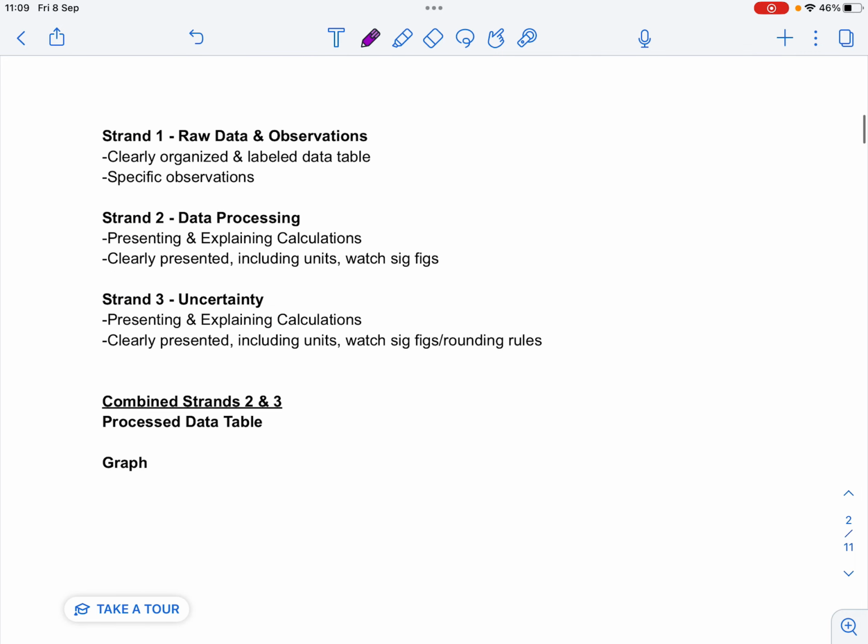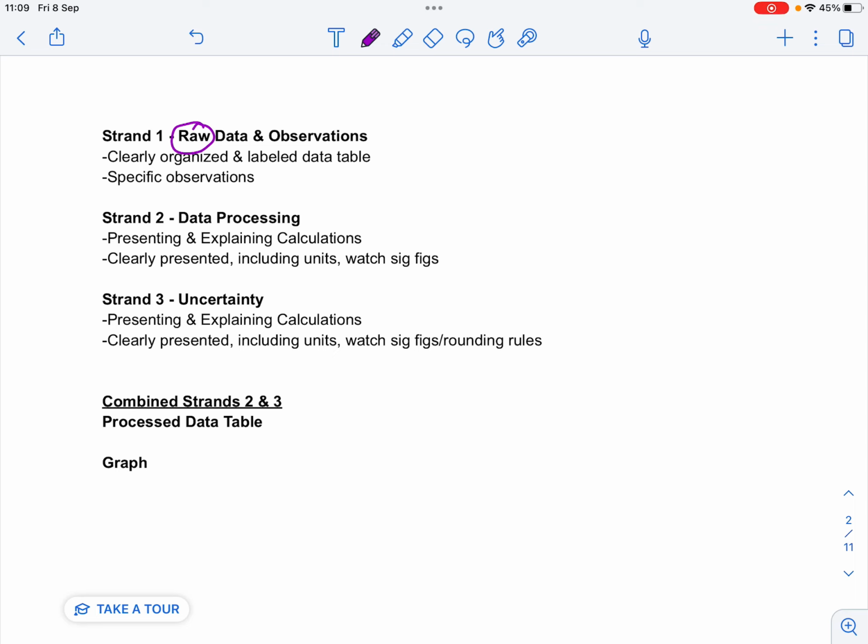Okay, so let's break those back down in simpler language. I would think of your data analysis section as having these components. You're generally going to start with your raw data and your observations. The key here is having clear, organized data tables that are well labeled with units, so it's really clear what all the data is. It's also really important that you don't leave out what's called the raw data.